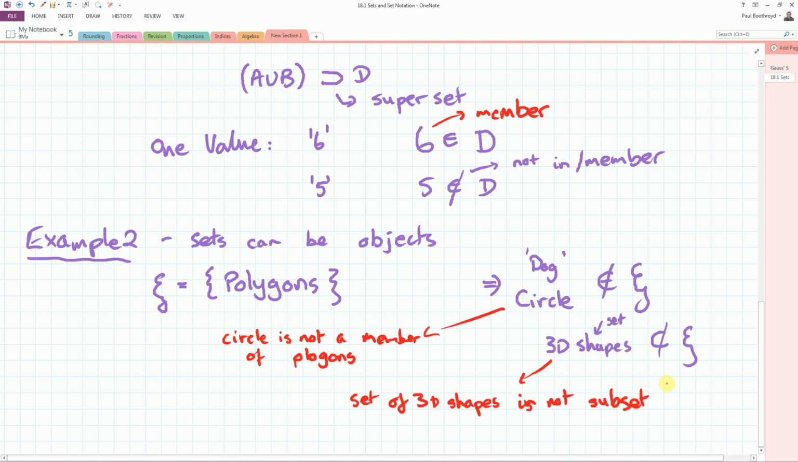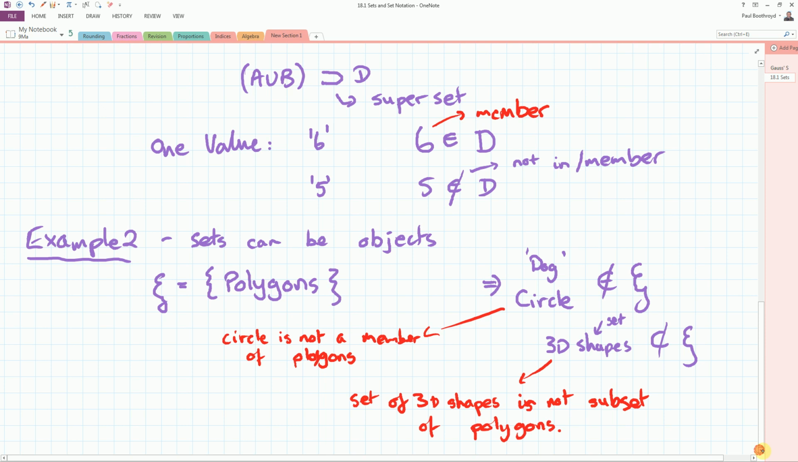If you're talking about one thing, one item, you can treat it as being a set, that's fine, or you can say it's not a member. If you're talking about groups, you need to talk about subsets. So it's not a subset of polygons. So that's some descriptions that you can give to them.